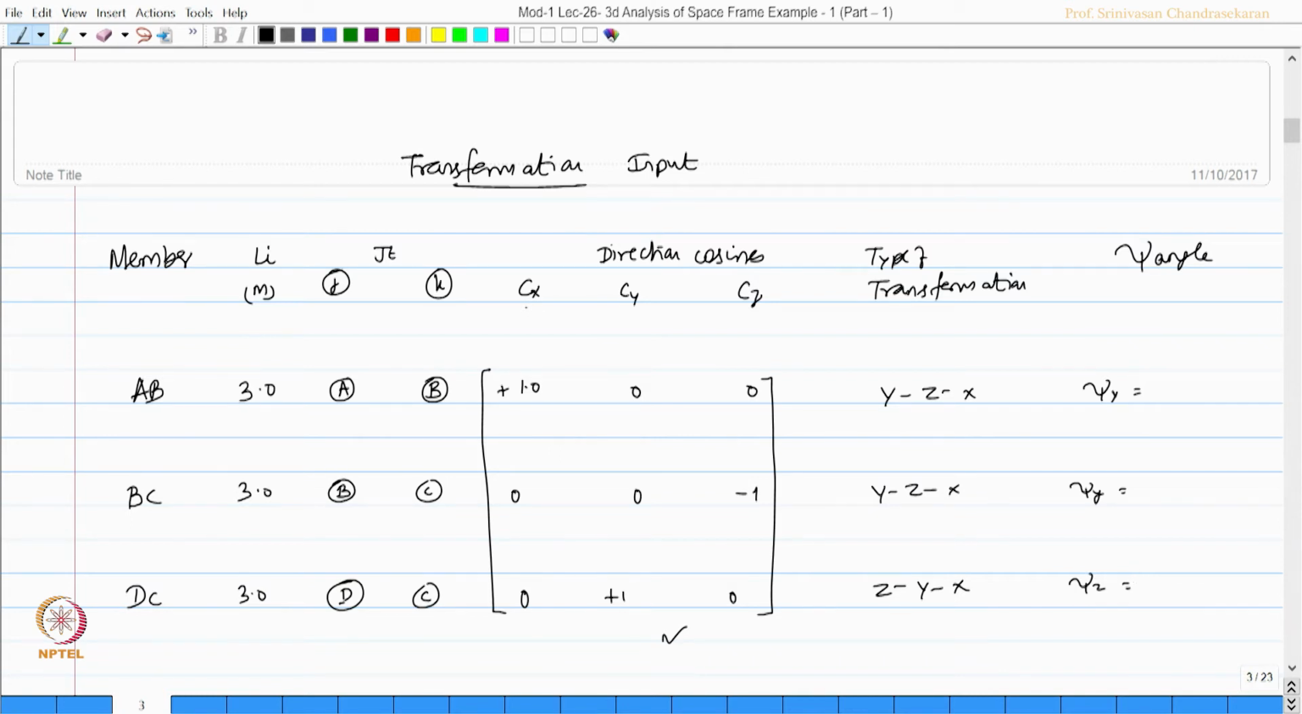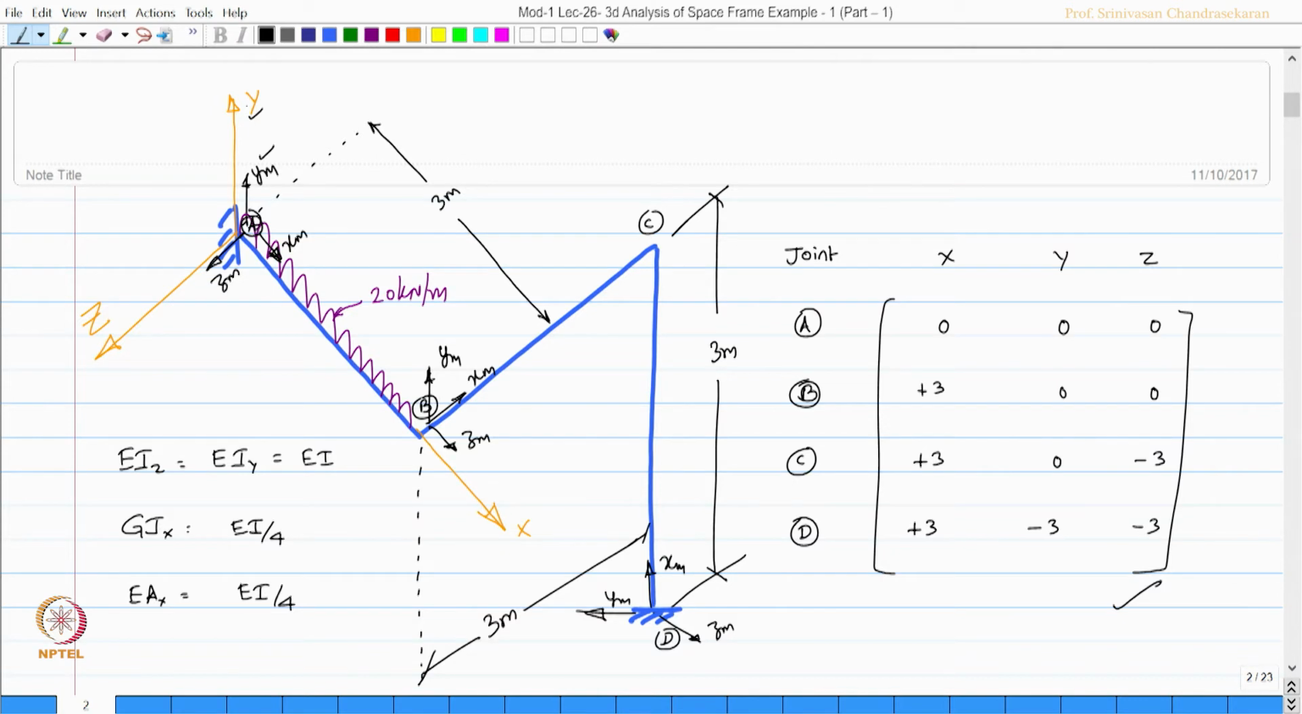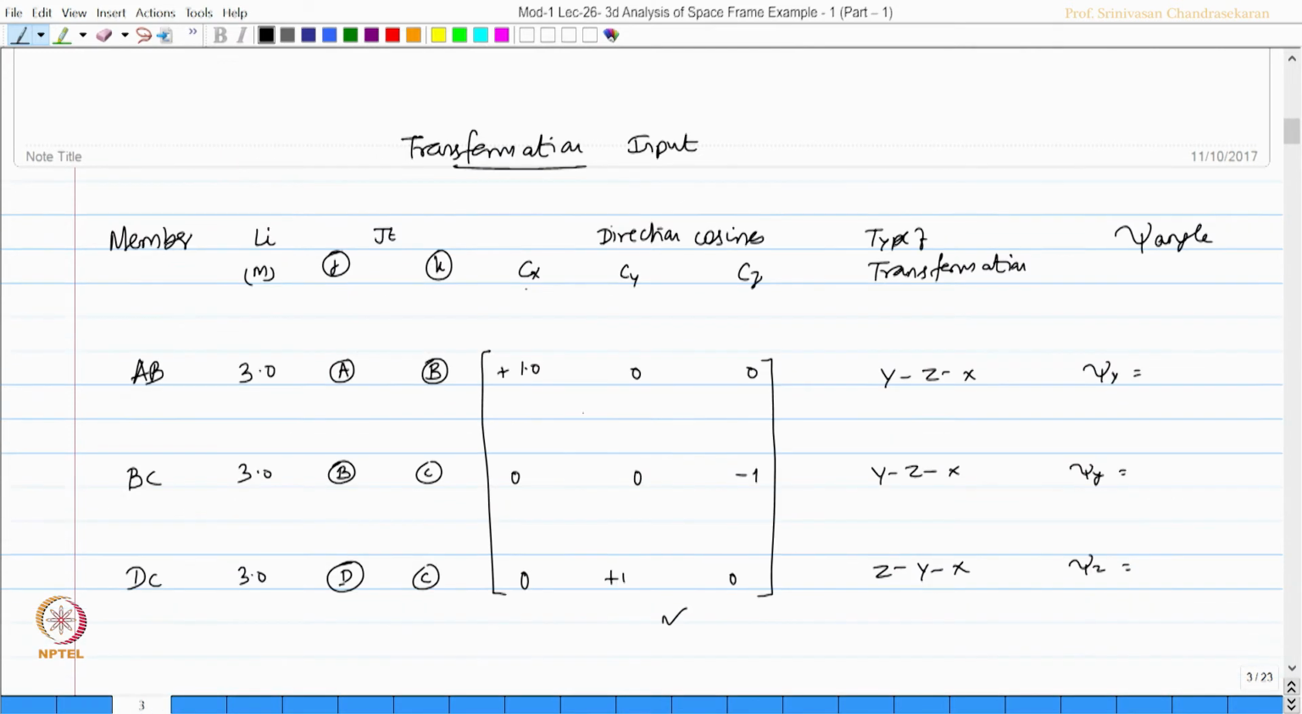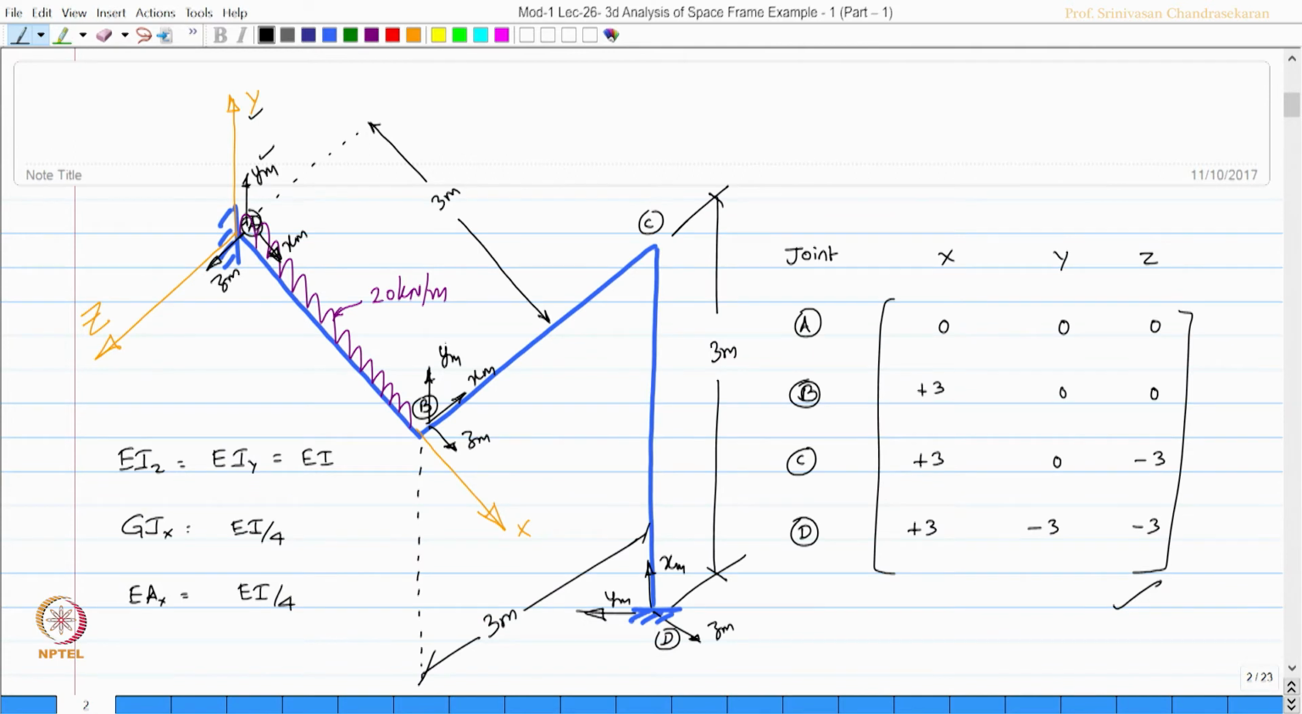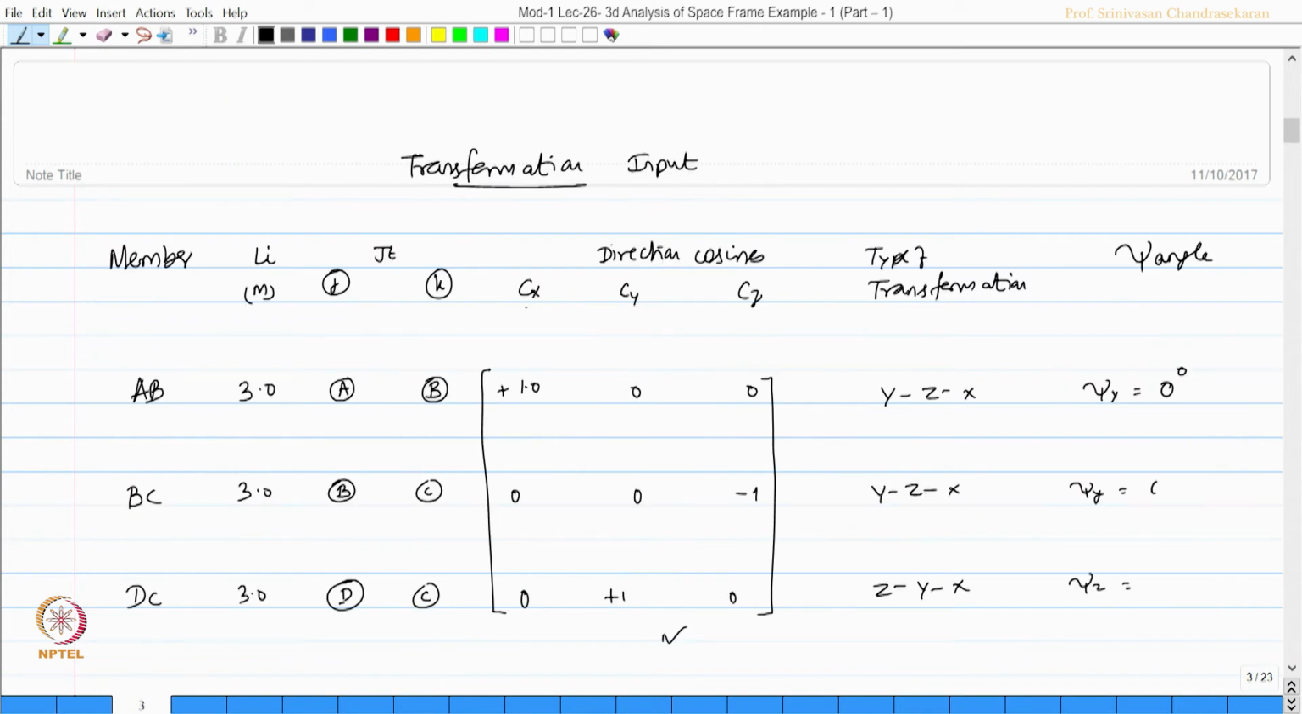Let us try to find out what is the angle of psi. The angle psi y will be the angle between ym and y. So, it is 0. So, psi y is going to be 0 degrees. Similarly, the angle between ym and y of the member BC, ym is here and y is here, again the angle is going to be 0. Let us mark 0 degrees.